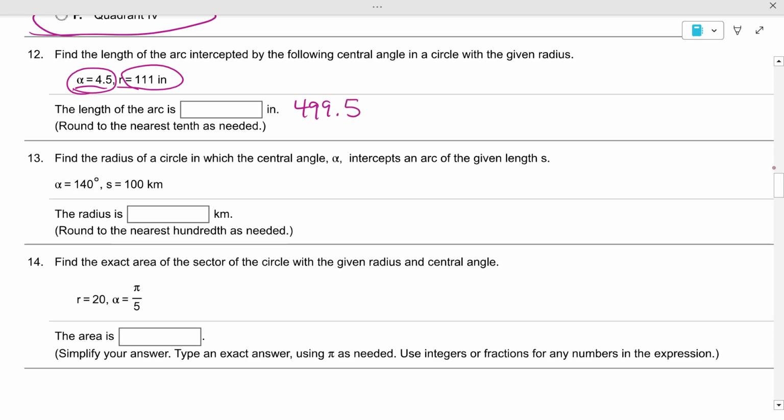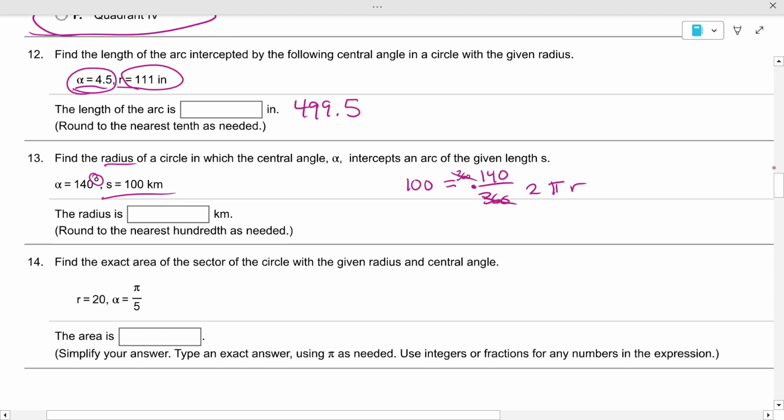499.5 inches. Now, in this one, we're looking for the radius, and we're given the arc length. So 100 equals, and since this is in degrees, we use the geometry formula: 140 over 360 times 2 pi r. My first thing I'll do is multiply by 360 to get rid of the 360. So I get 36,000 equals 140 times 2 times pi, or 280 pi r.